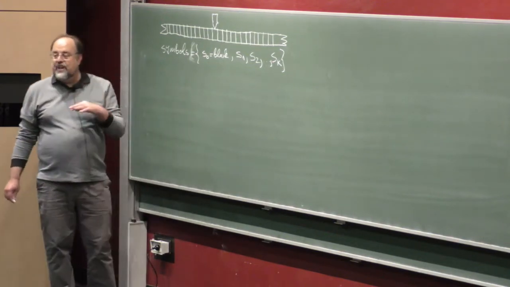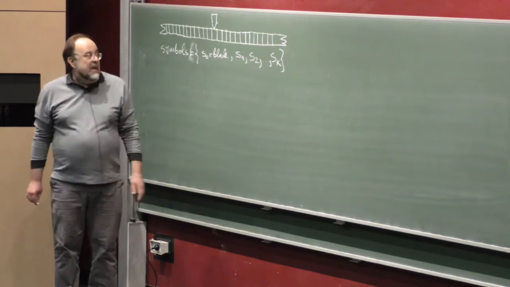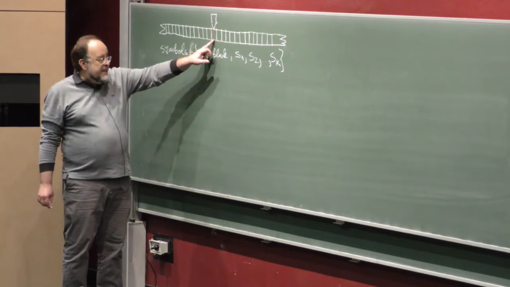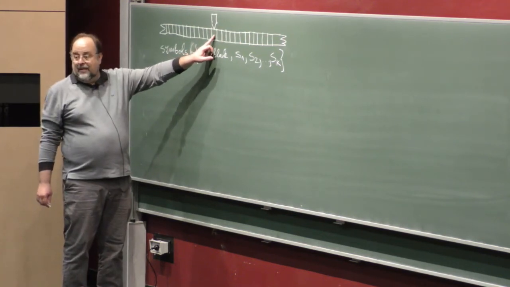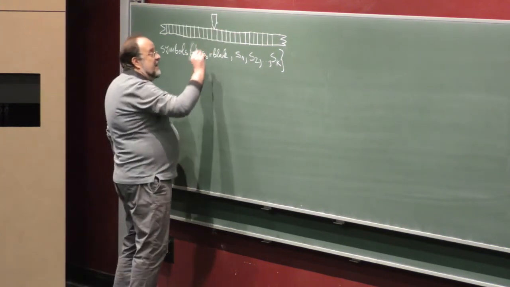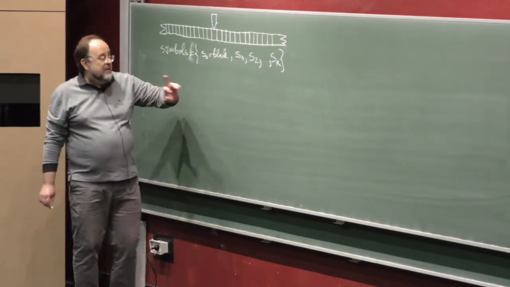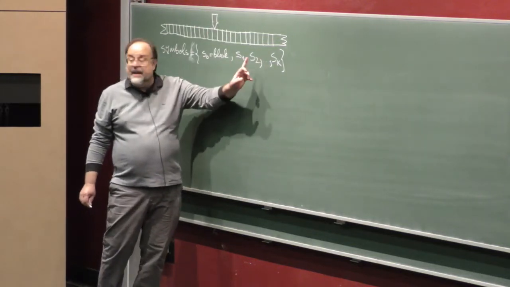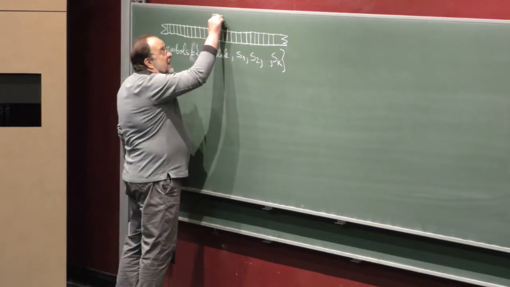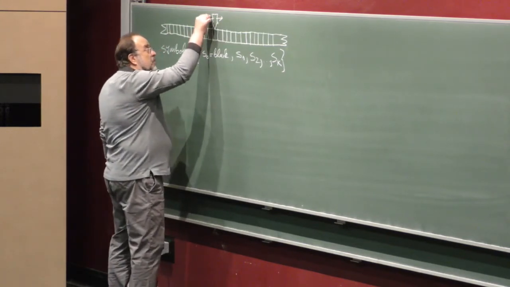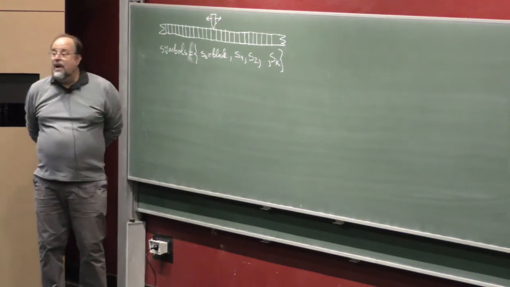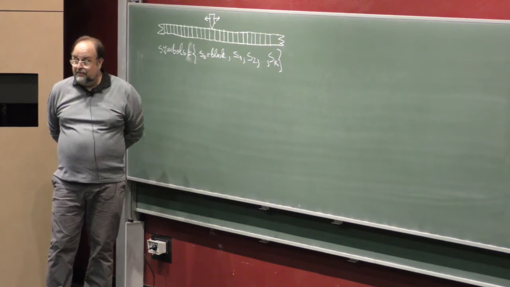Now, your head executes computation in steps. At each step, the machine can read the content of the cell which the head is scanning, and it can change the symbol being read into another symbol, and the machine can move the head to the left or to the right precisely for one cell, okay?